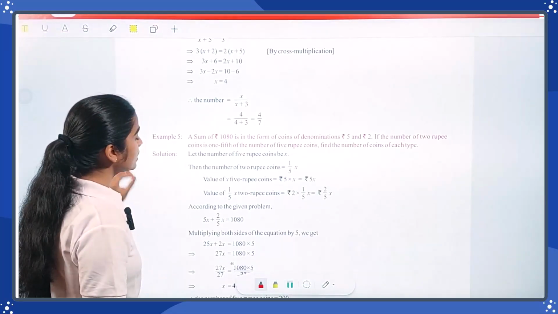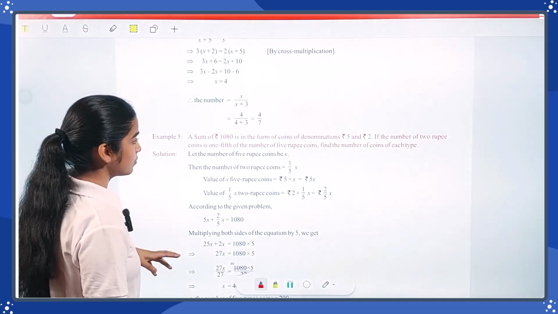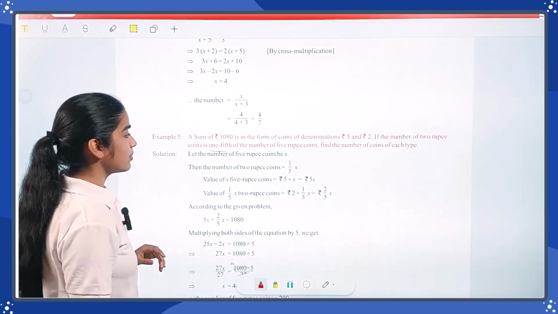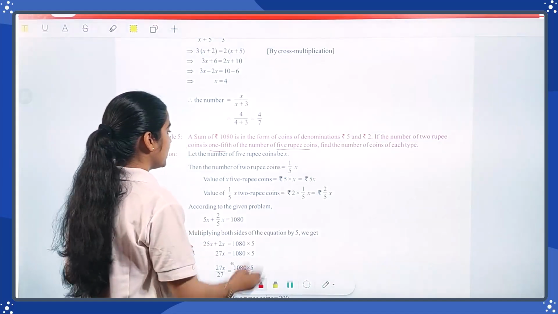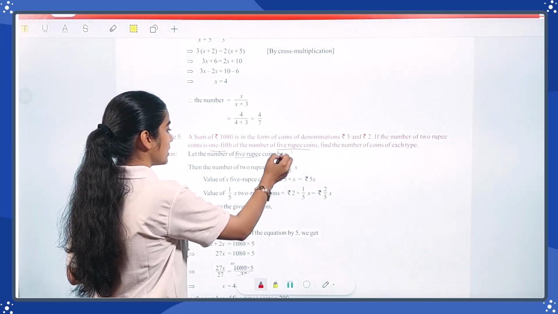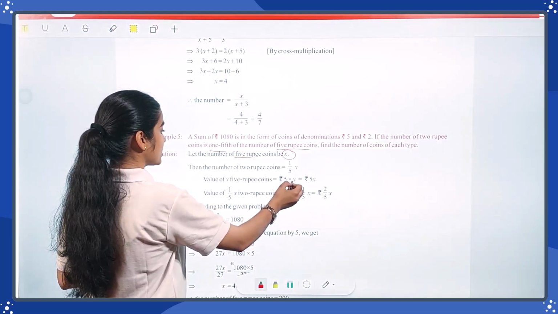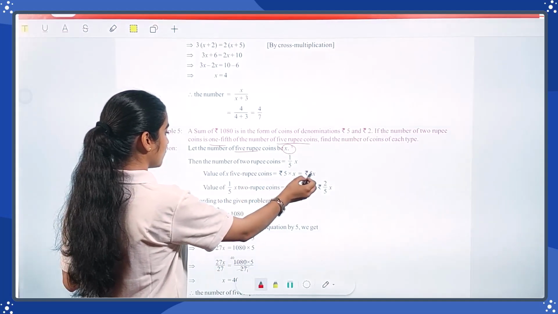Now a sum of 1080 is in the form of coins of denominations 5 rupees and 2 rupees. If the number of 2 rupee coins is 1/5 of the number of 5 rupee coins, find the number of coins of each type. It means we have x 5 rupee coins. Let's take 1/5 x. The value of x 5 rupee coins is 5 multiplied by x, so 5x.